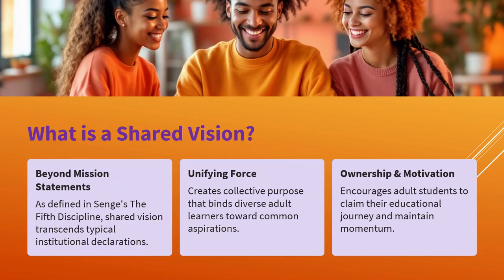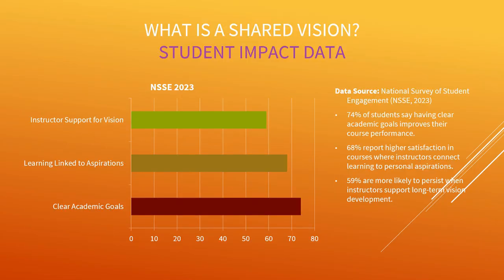Shared vision, student impact data. According to the 2023 National Survey of Student Engagement, 74% of students say clear academic goals improve performance. 68% report higher satisfaction when learning is connected to personal goals. 59% are more likely to persist when instructors help develop long-term vision.